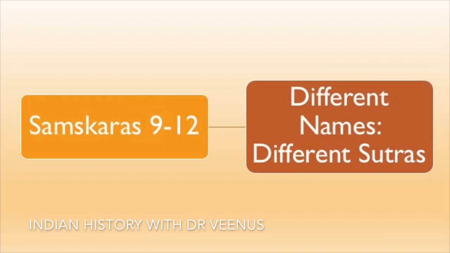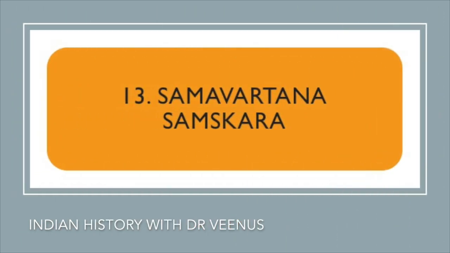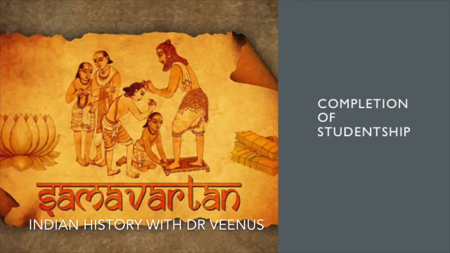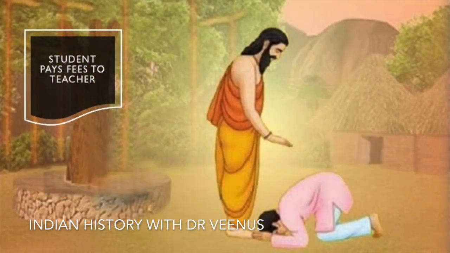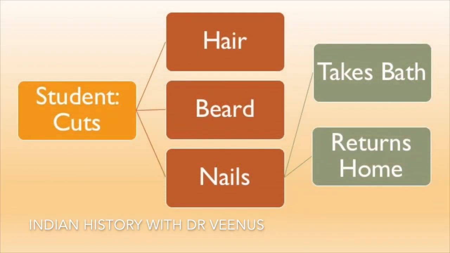The 9th to 12th Sanskars are the 4 vows differently named in different sutras which were undertaken for studying the different portions of the Vedic literature. The 13th Sanskar is the Samavartan Sanskar. This is the ceremony of the completion of studentship. The student pays a fee to his teacher, cuts his hair, beard and the nails, takes his bath and returns home.